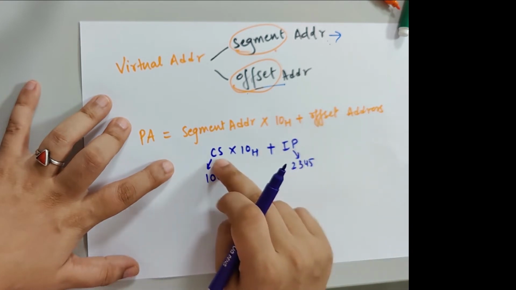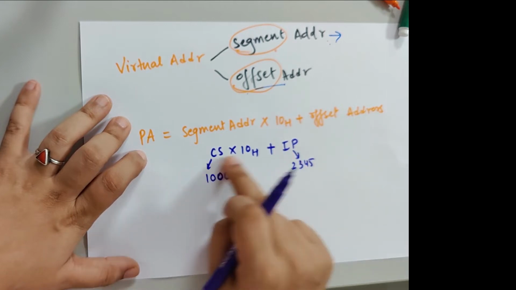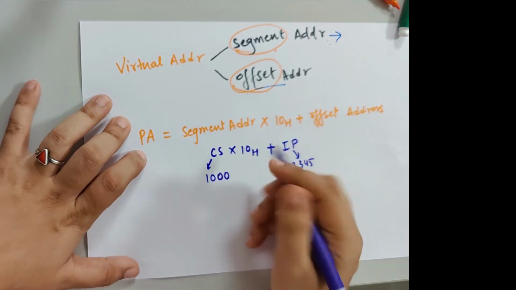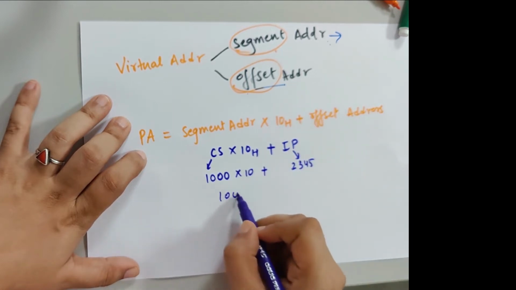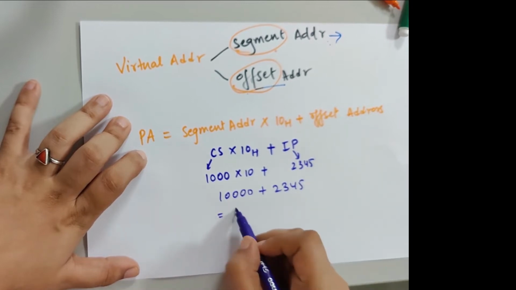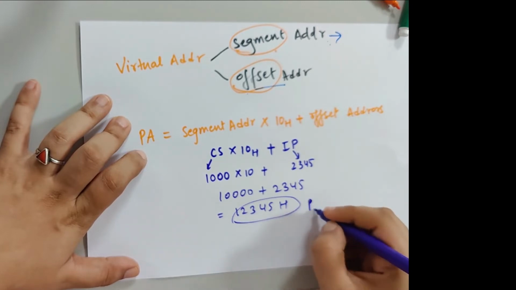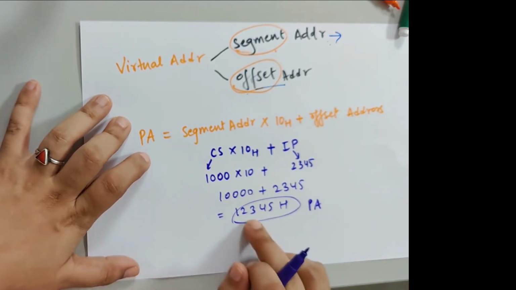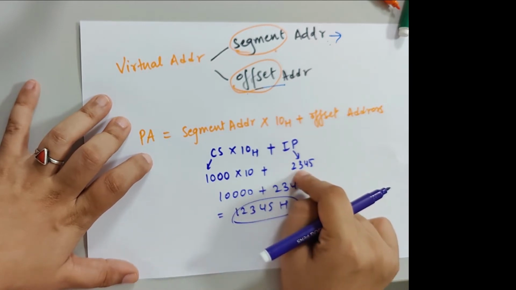And if I need to find the physical address with the help of the segment address and the offset address, we will use this formula: segment address into 10H plus offset address. So 1000 into 10H plus 2345 gives me 12345H. So this is the physical address. This is how we calculate the physical address with the help of the segment address and the offset address.